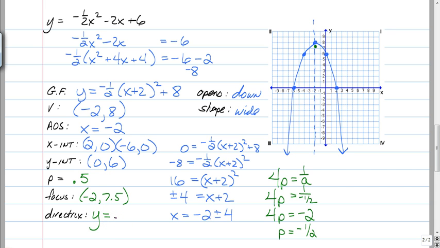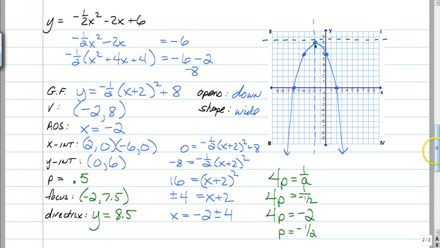And it's always the same units from the vertex as your focus, but it's on the outside. That means your directrix is a horizontal line that is above your vertex, so it is at 8.5. Okay? And that's it. That is a parabola with everything from start to finish. Everything in blue is what you did back in Chapter 5. The only new thing is the p-value, focus, and directrix.